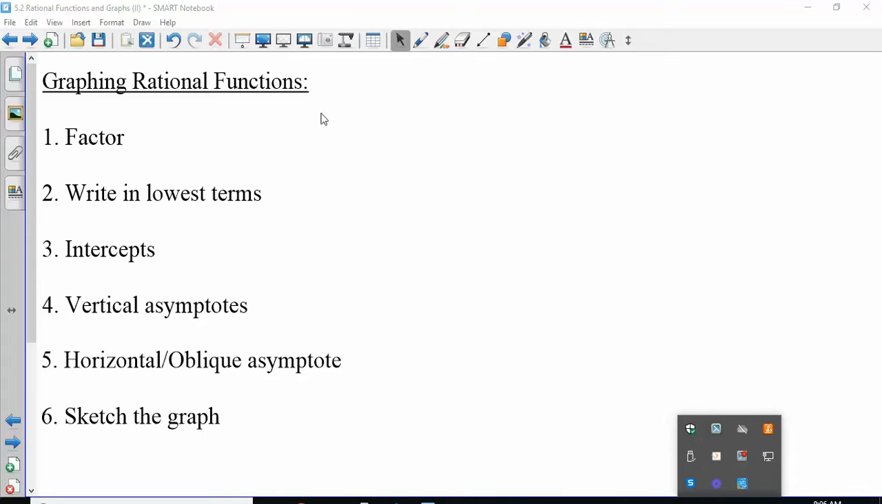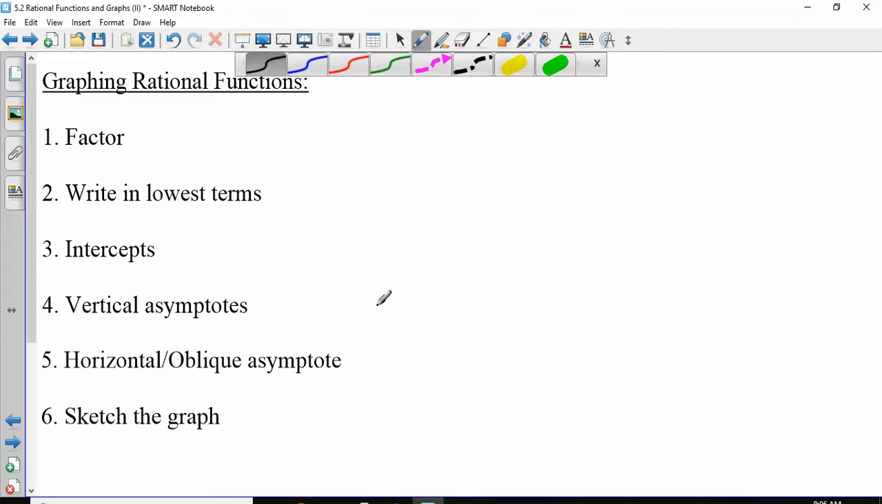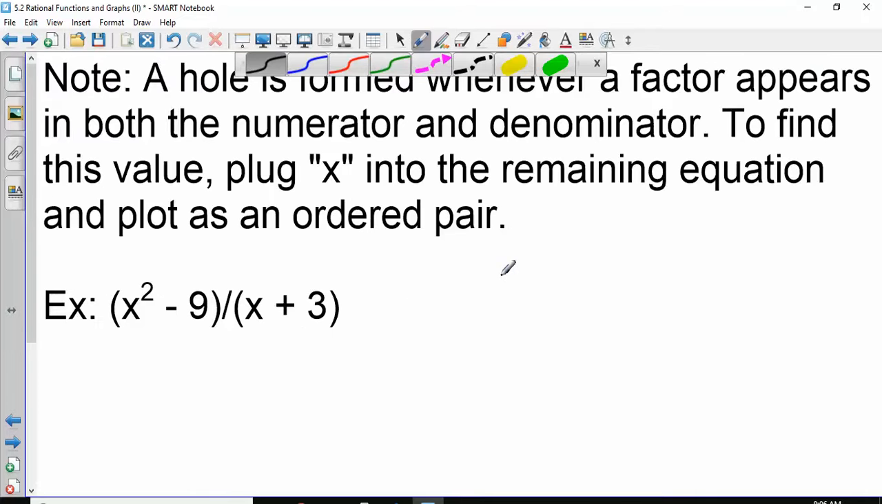I want to talk about one other thing that sometimes happens, and that's a hole in our graph. A hole is just an empty circle along the way. And that happens whenever you have something that appears in both the numerator and denominator. So to find it, we'll plug x into the remaining equation and plot as an ordered pair.